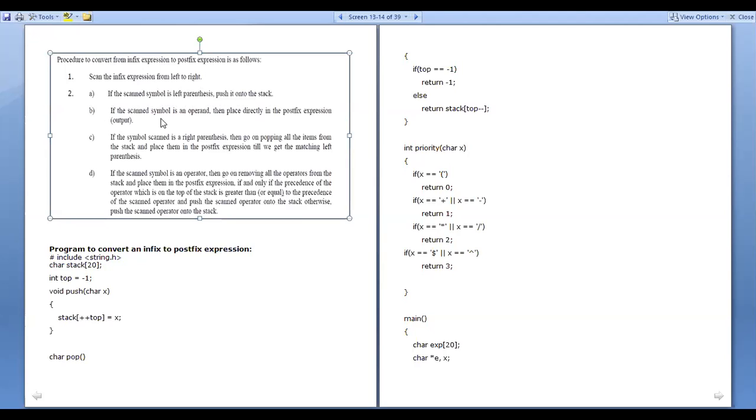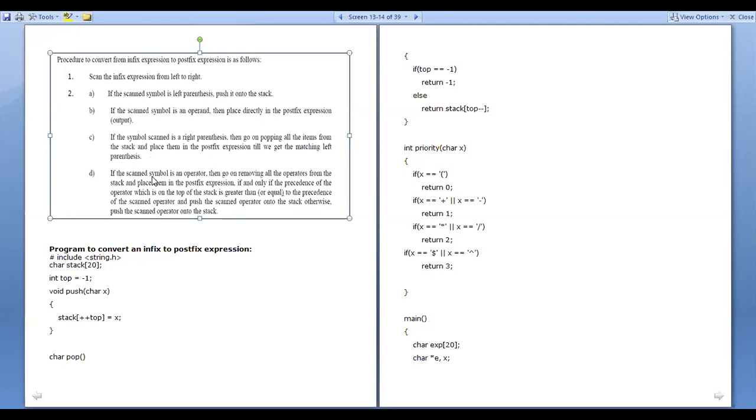B, if the scanned symbol is an operand, then place it directly in the postfix expression, that is the output. C, if the scanned symbol is a right parenthesis, then go on popping all the elements from the stack and place them in the postfix expression till we get the matching left parenthesis.